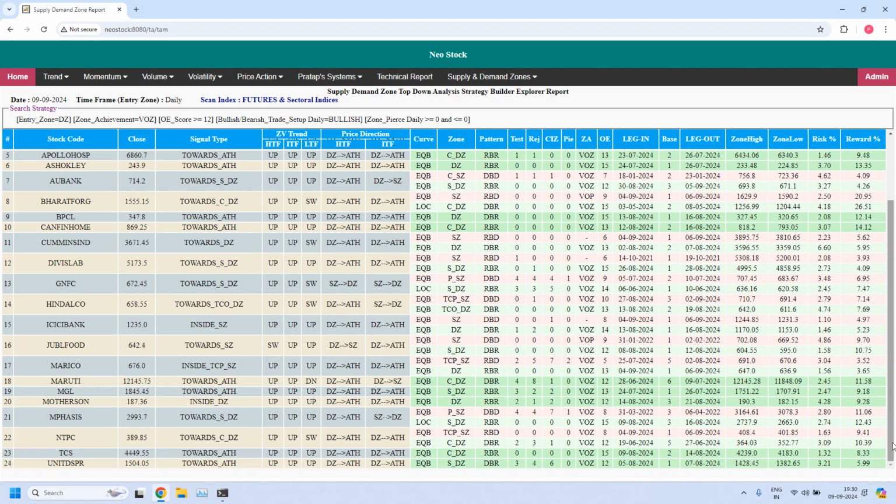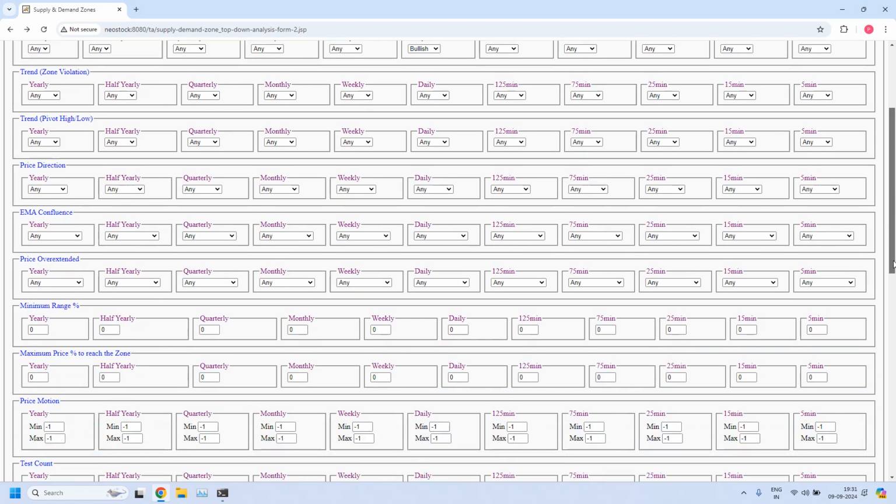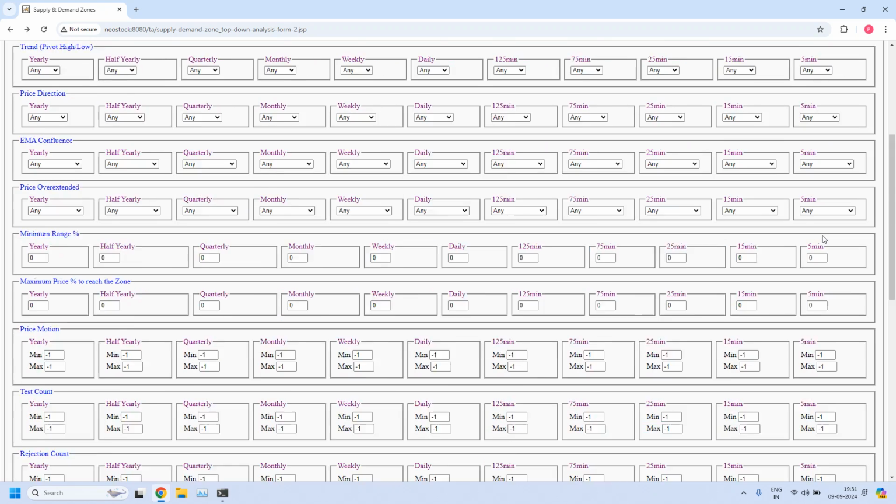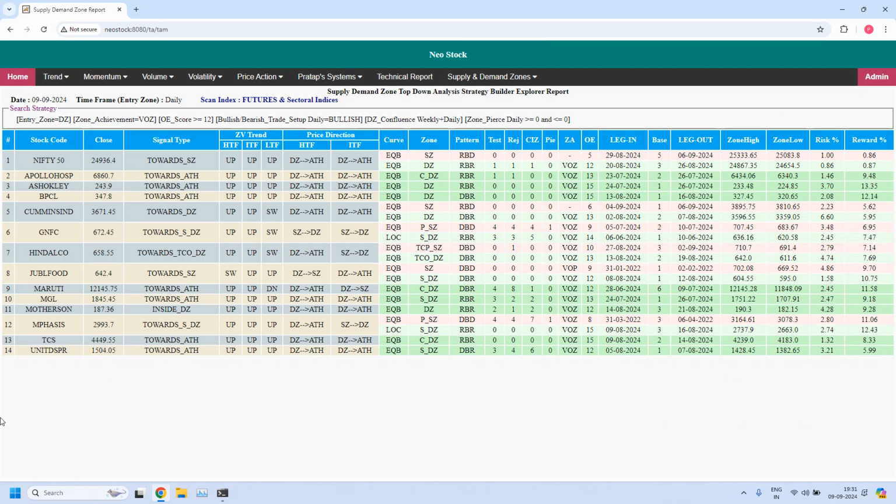So the LTF zone, let us filter how many of these LTF zones are having confluence with ITF zones. LTF is daily, ITF is weekly. So daily and weekly demand zone confluence. The demand zone confluence parameter. So daily demand zone with weekly demand zone confluence, I am enabling. Now let's filter. So total 14 stocks are filtered.